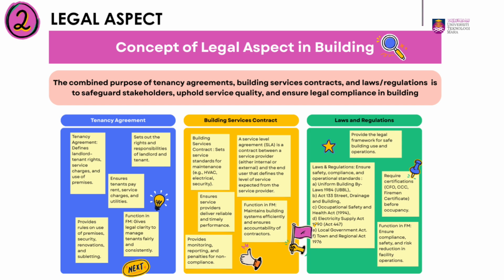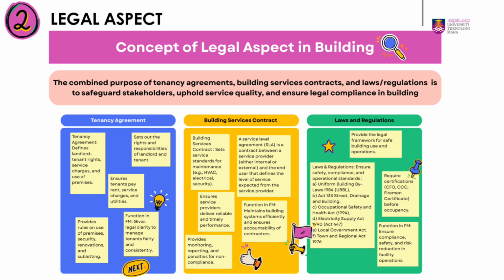2. Legal aspect. Concept of legal aspect in building. The combined purpose of tenancy agreements, building services contracts, and laws and regulations is to safeguard stakeholders, uphold service quality, and ensure legal compliance in building. Tenancy agreement. A tenancy agreement defines landlord-tenant rights, service charges, and use of premises. It sets out the rights and responsibilities of landlord and tenant, and ensures tenants pay rent, service charges, and utilities. Function in FM: gives legal clarity to manage tenants fairly and consistently. Provides rules on use of premises, renovations, and subletting.